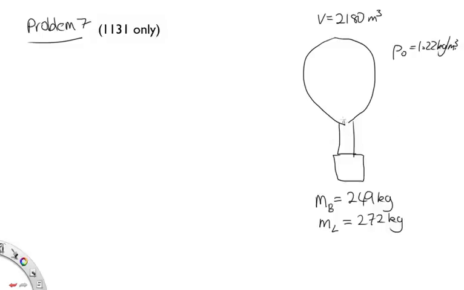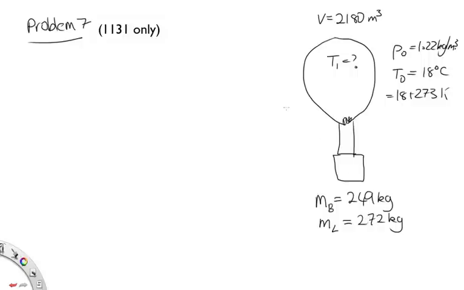While it's doing that, it's being heated, so the temperature of the air in here is changing. The temperature of the air outside is 18 degrees C, which is equal to 18 plus 273 kelvins. What we're asked to find is what this temperature needs to be to let the hot air balloon lift this load.